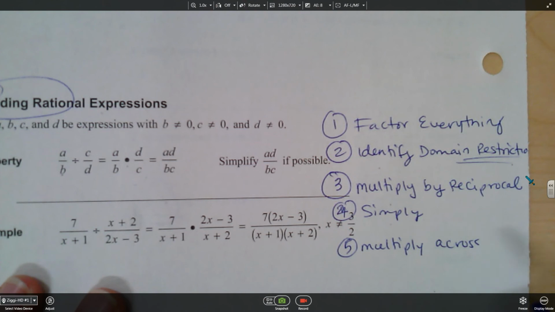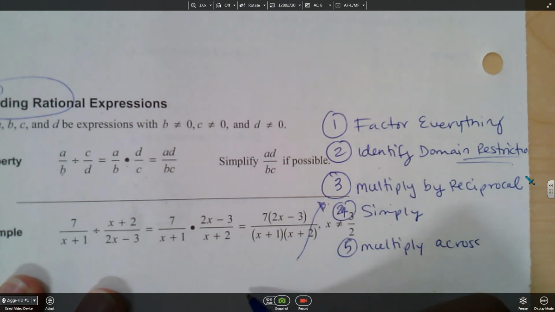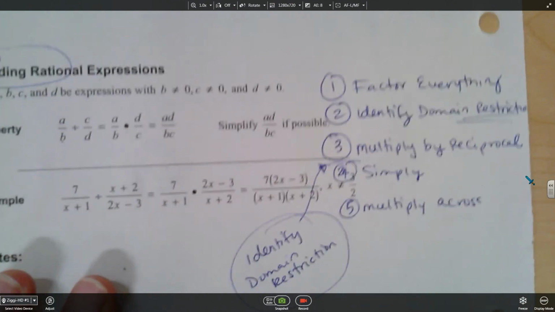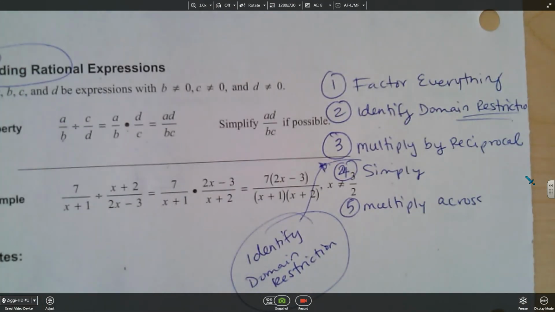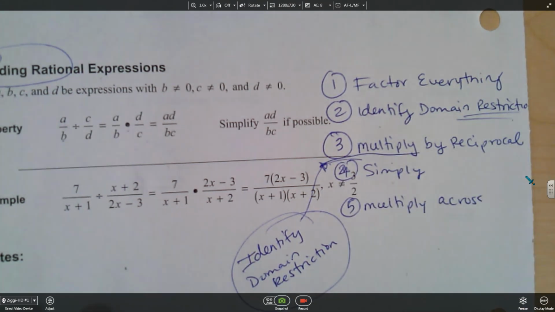So after you guys multiply across, I want you guys to go ahead and actually, I keep on forgetting, but there's a second spot here. I want you guys to re-identify your domain restriction. Once you flip your inequality, re-identify your restriction because you put something in the denominator and you can't use those x's. So there's going to be 2 places you guys are identifying your domain restrictions.